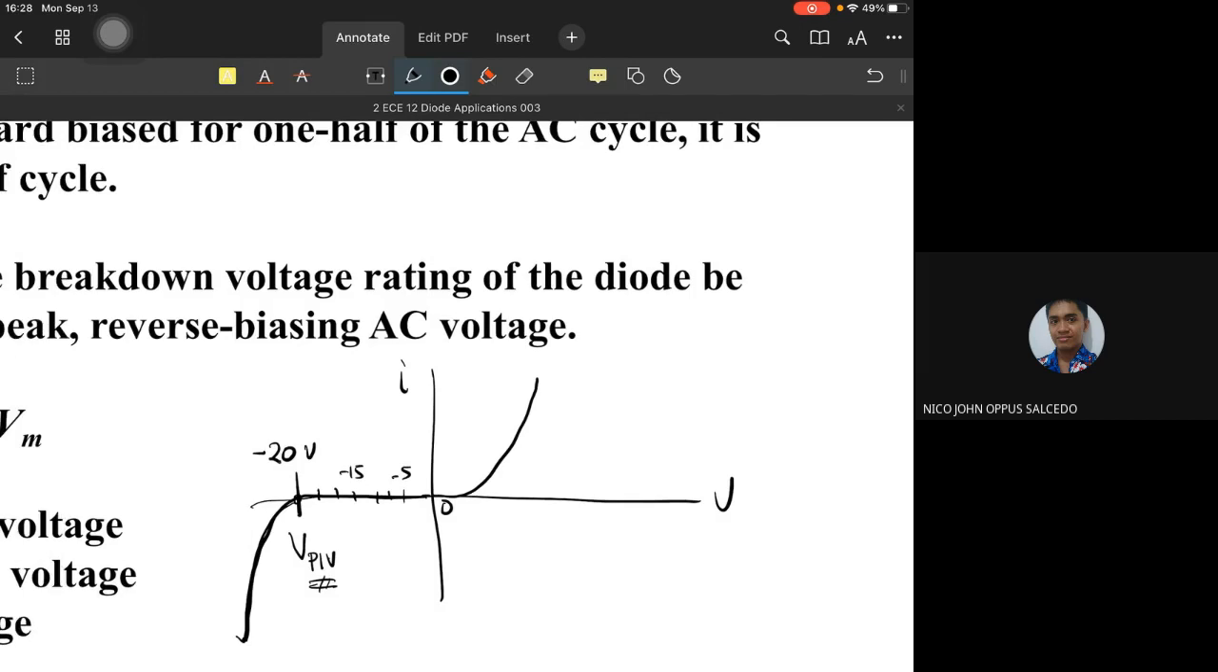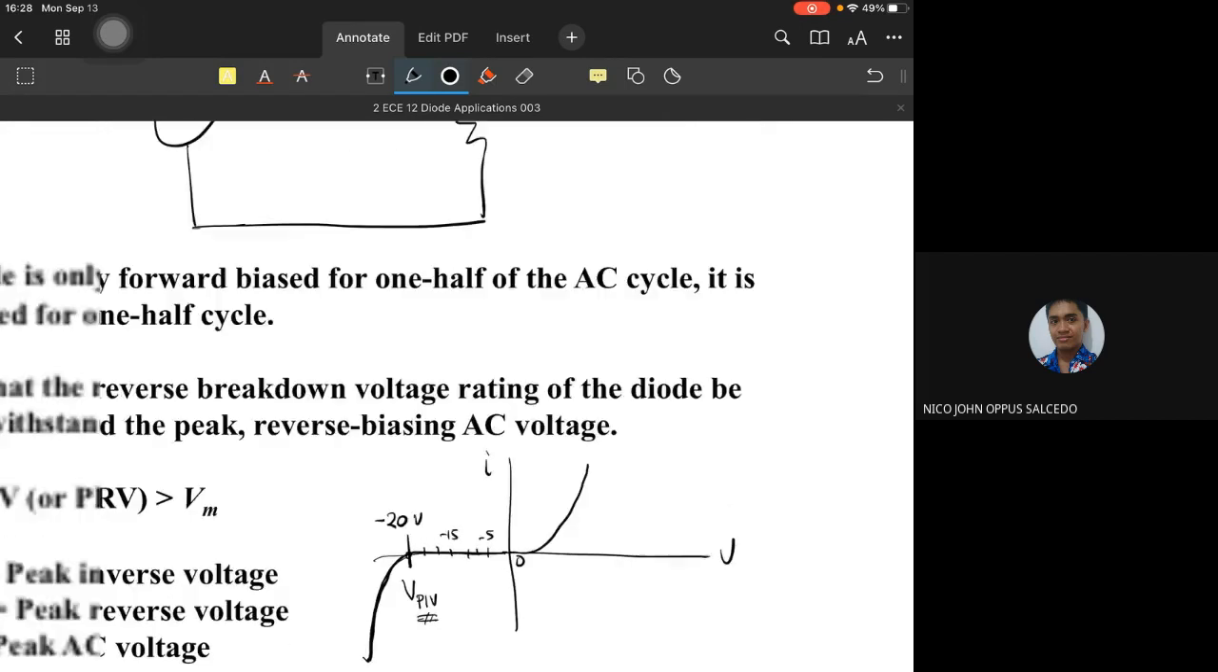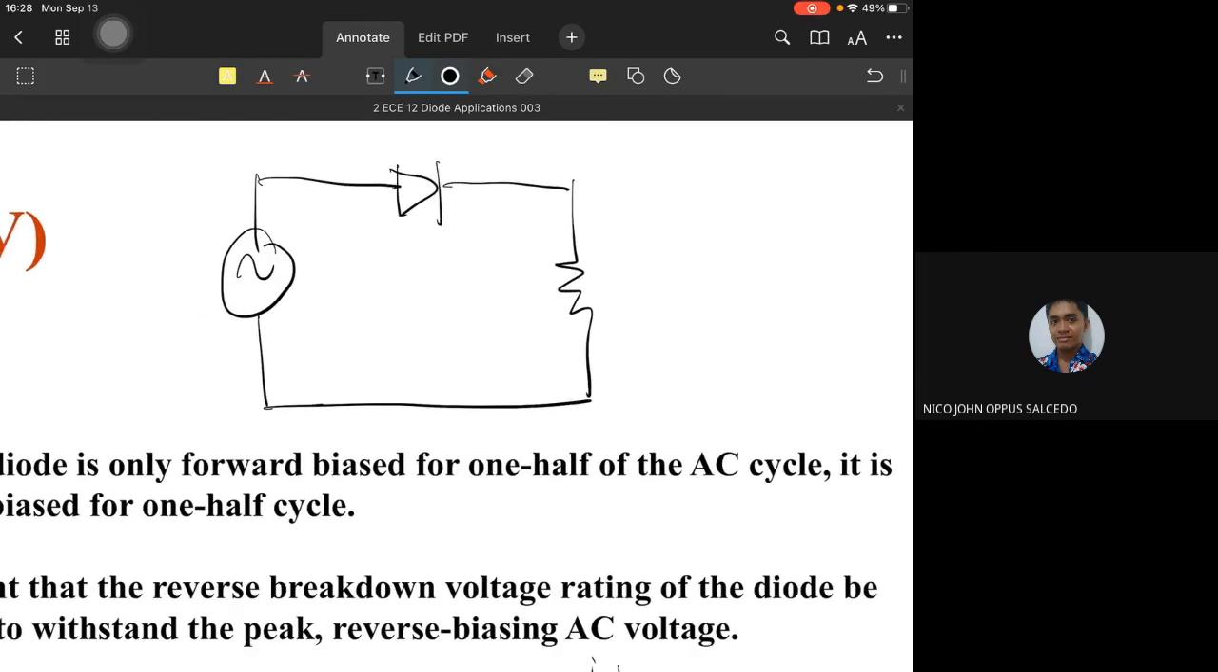So we don't want that to happen. It's important for us to know the peak inverse voltage of each diode. So where will we get this? From the specification sheet, the specs.